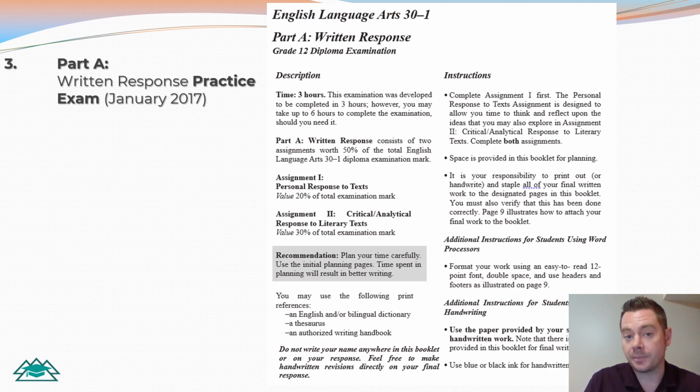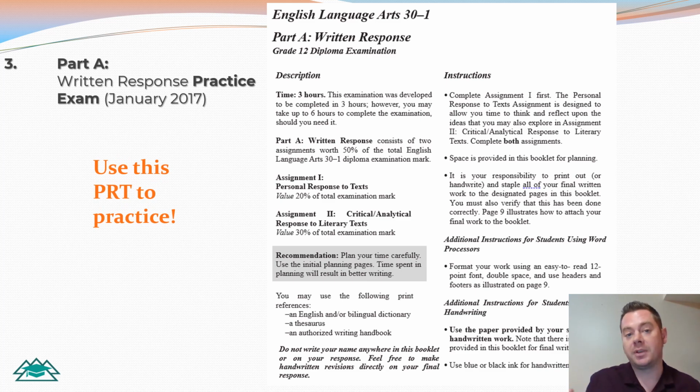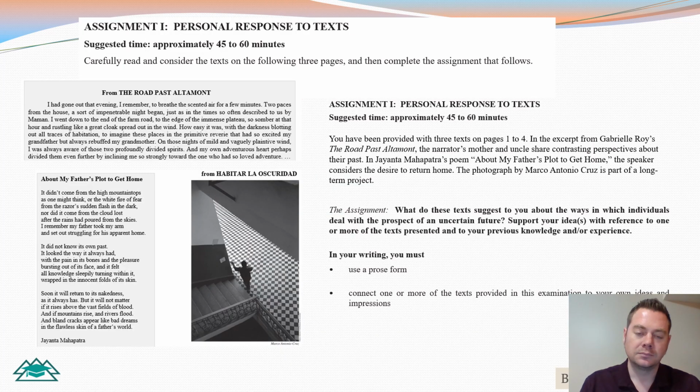Now next, we've got the second personal response, the full personal response, as well as the critical analytical topic. This is from January 2017. So again, this is something that you can also use to practice for your diploma. Now in the pages in your booklet, you'll see that we have the 3 prompting texts. There's the novel excerpt from the novel The Road Past Altamont. You've got the poem About My Father's Plot to Get Home, and you've got this visual, and you'll see that there's actually a little bit of a preamble about it where it says that this is a visual from a larger work of visuals, and it'll provide a little context for you. So definitely carefully read all of that.